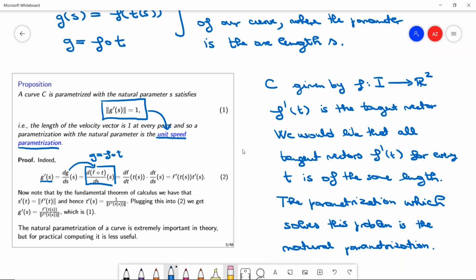by the derivative of the inner function with respect to the parameter variable. So here we use the chain rule. So here we have the derivative of f with respect to t in the point t of s, times the derivative of t with respect to s in the point s. So we have to compute this derivative dt over ds.